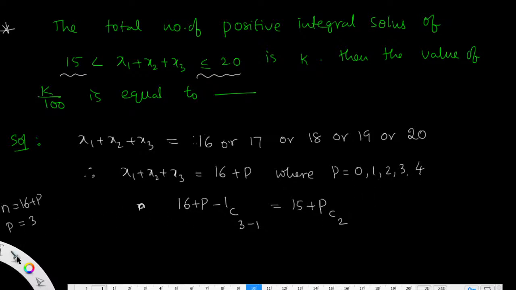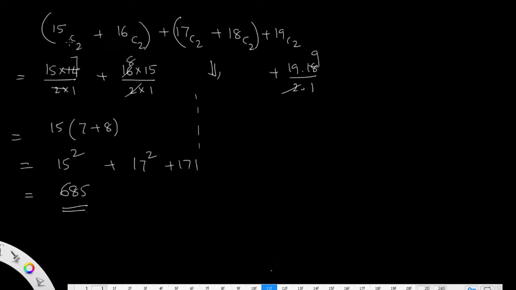Now by using Beggar's formula, n plus p minus 1 C p minus 1. In this formula, n equals 16 plus p, and the number of persons equals 3. Now we get 15 plus p C2, which is nothing but 15 C2 plus 16 C2 plus 17 C2 plus 18 C2 up to 19 C2. By calculating the first two terms, we get 15 into 7 plus 8, that is 15 square.